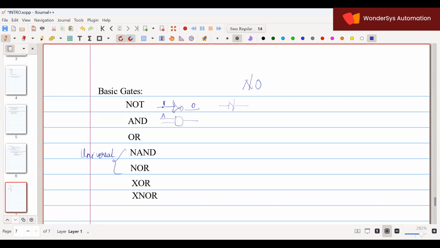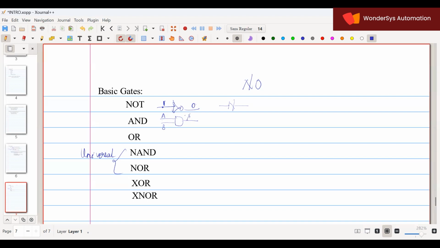Maximum 2, minimum is how much? Madam, actually 2 inputs. Maximum, minimum, not there. You can connect; there are 3-input NAND gates, 4-input NAND gates. Okay, you can connect n number of inputs, but you will have only 1 output.